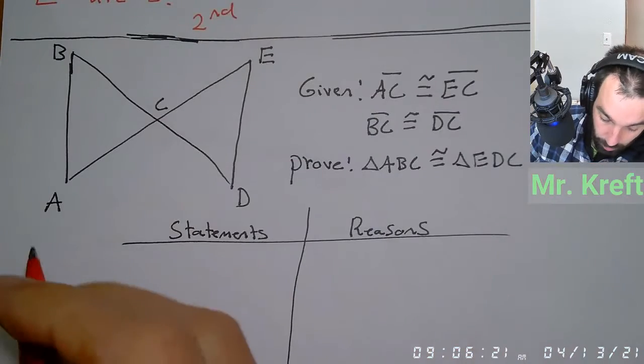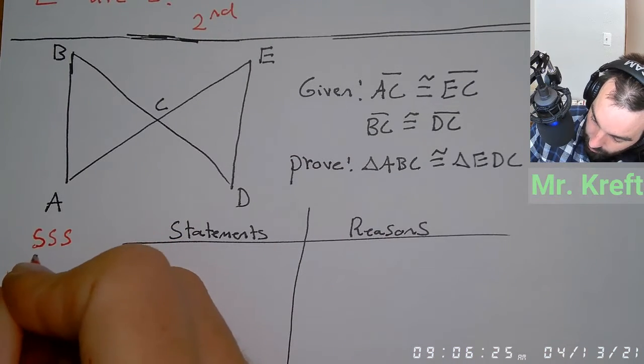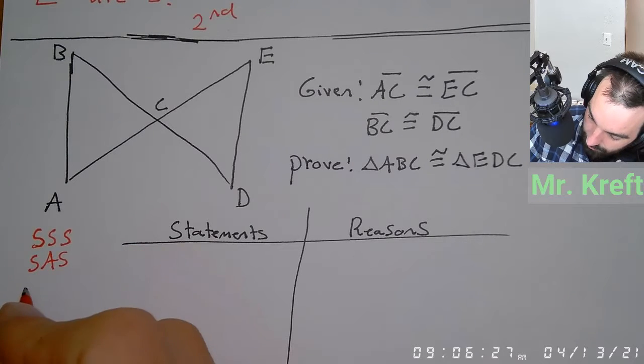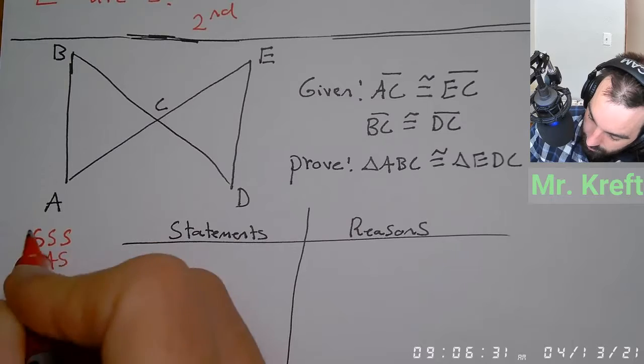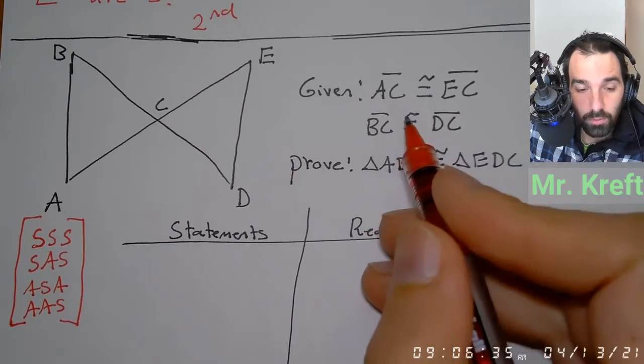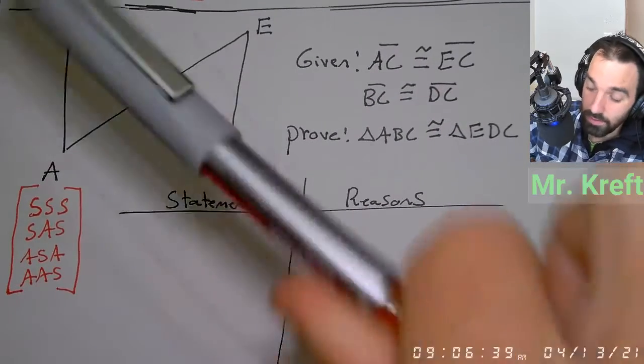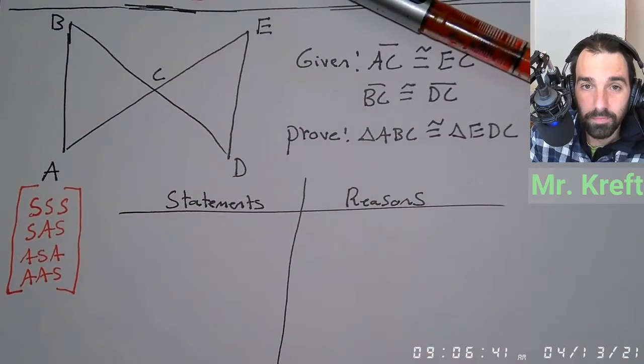So I can give you guys some hints, right? First, remember, we only have 4 shortcuts: SSS, SAS, ASA, and AAS. So it's got to be one of these 4. And then we should start with our givens, right? So I'm going to give you guys 3 minutes to work on this on your own.